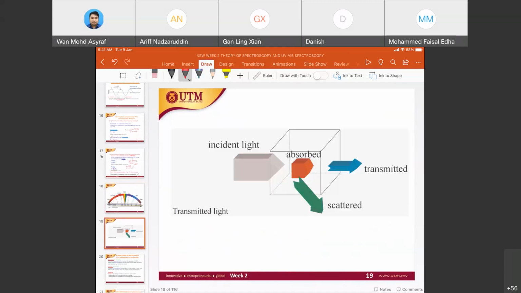Alright. So now we go into the instrumentation part of it. For example, I give you an example of UV visible. This red thing is your sample, which we put into the instrument. The incident light in this case is taken from the UV visible range. If we look here, we take this area here.